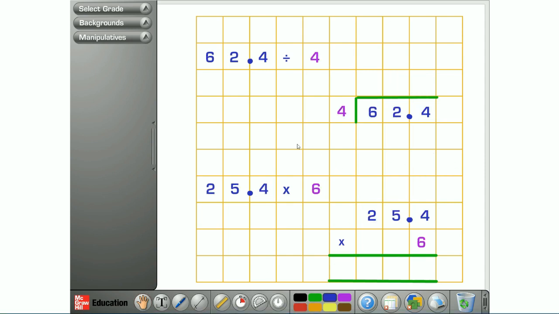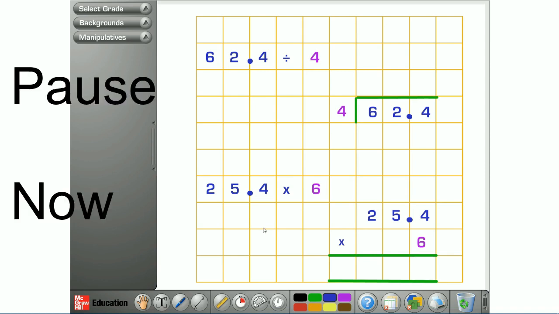There's a couple of examples here for you to have a go at. So 62.4 divided by 4, and there it's set out for you, and 25.4 times by 6. So have a go at those. If you want to pause the video now, I'll give you a few seconds and then I will show you the answers.